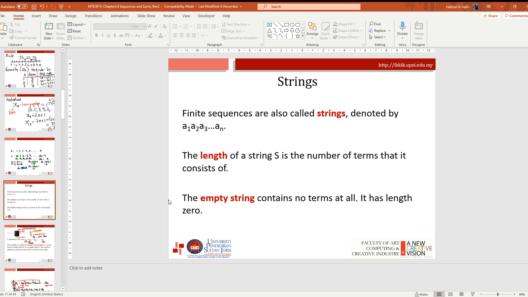And then we have the string. A finite sequence is also called a string, denoted by a1, a2, a3 until an. The length of the string s is the number of terms that it consists of. The empty string contains no terms at all, because it is empty, and its length is 0. This one is the length of the string.